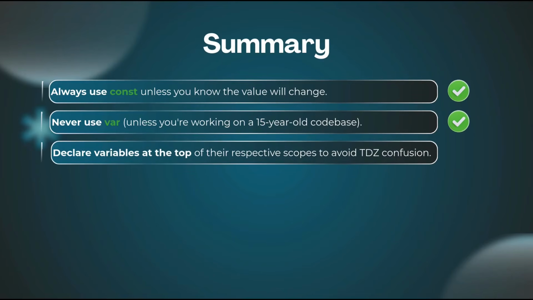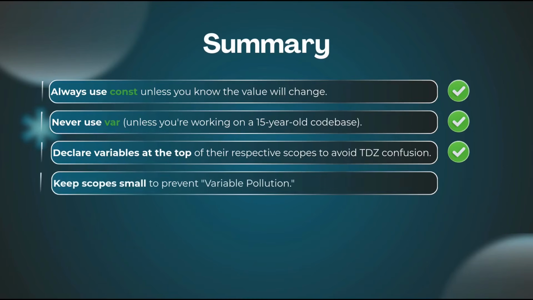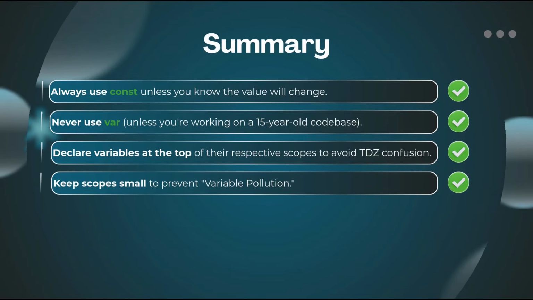Also, declare variables at the top. To avoid the temporal dead zone, you always declare variables before they're actually accessed or initialized. So always declare your variables at the top. Keep scope small. You don't want a lot of variables to be inside the same scope. So keep different segmented scopes small.